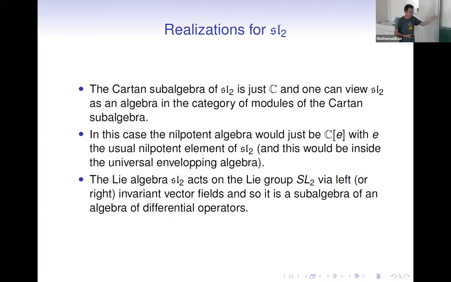You can also know it's a Lie algebra. Lie algebra arises naturally as invariant vector fields on the Lie group. That means as differential operators. And so that means in particular, your Lie algebra can always be viewed as a sub-algebra of an algebra of differential operators. Again, the algebra of differential operators is some kind of very simple structure.